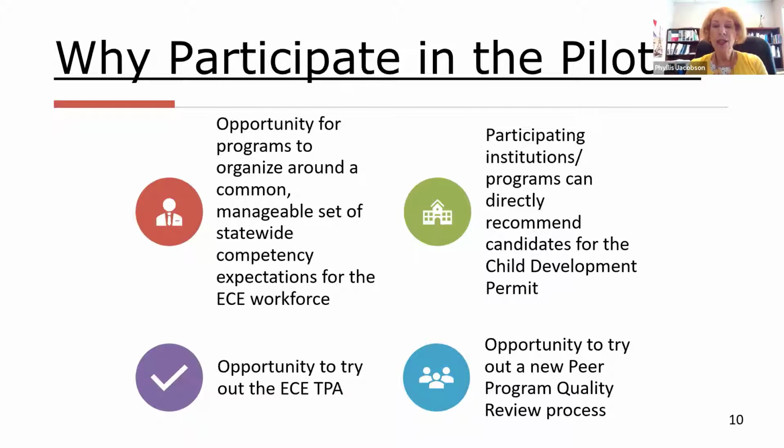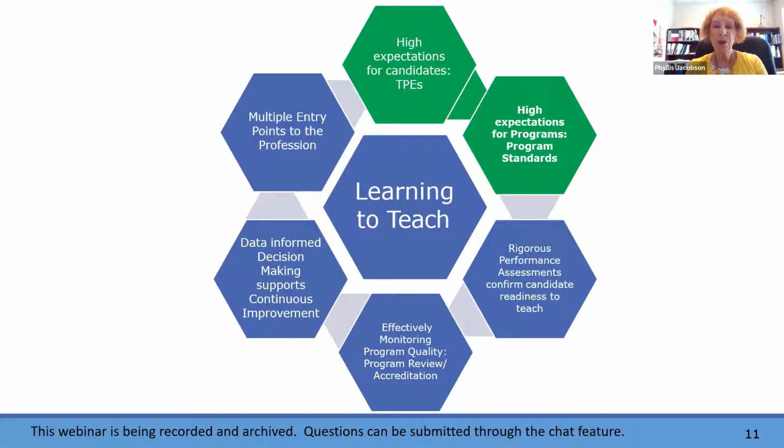It will also allow institutions and programs participating in the pilots to directly recommend candidates for the child development permit. And it will provide you with an opportunity to provide input into and help try out a new peer program quality review process tailored for the early childhood education context. So on the graphic, to return to that for a moment, you'll see that there are now 2 green areas. These are the 2 areas that correspond to pilots 1 and 2. Pilot 1, the TPEs, Pilot 2, the program standards. So let's take a closer look at what these 2 components mean in practice.